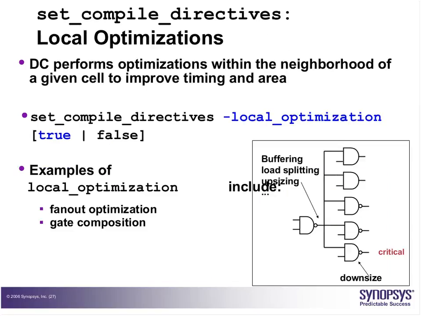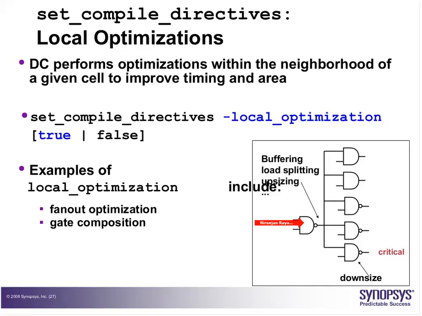Fourth is called local optimization. DC performs optimization within the neighborhood of a given cell to improve timing and area. An example is fan out optimization. For example, this gate here has a large fan out and this is a critical path. So DC could clone this NAND gate and put one more NAND gate here which has the same input conditions, and it will drive this critical one so that it has a single fan out, and then it can probably downsize it, or it can upsize this one and so on.